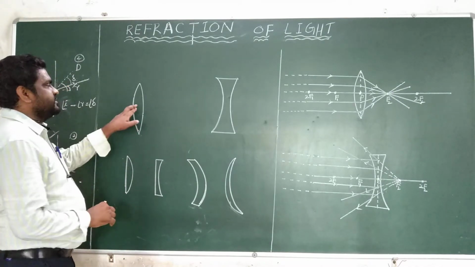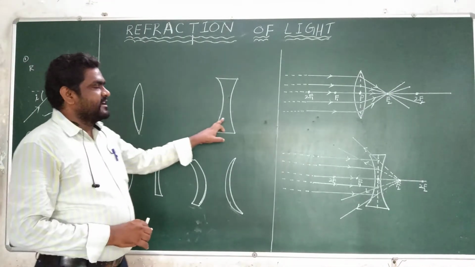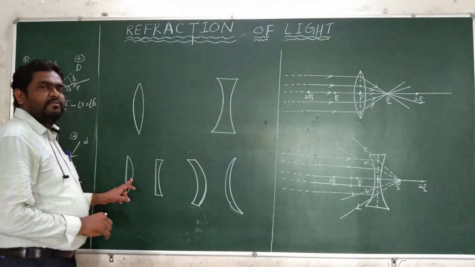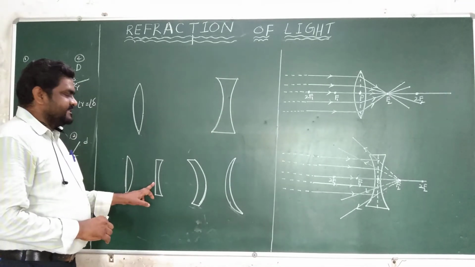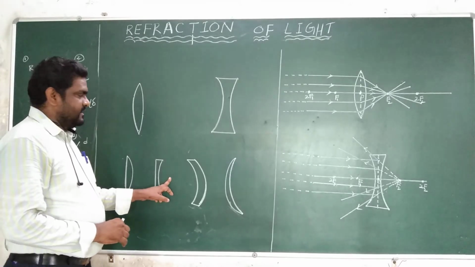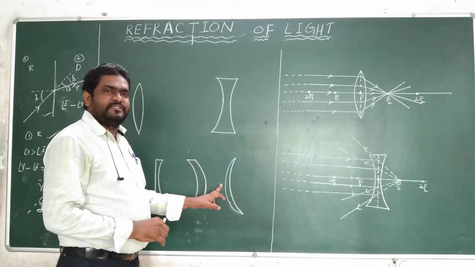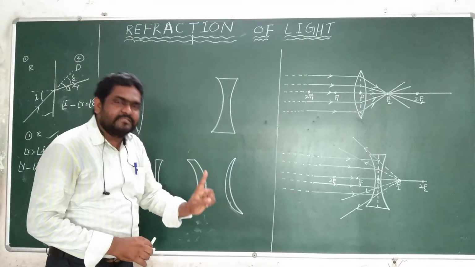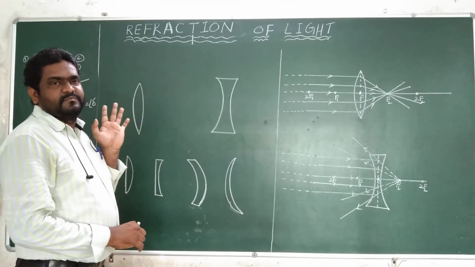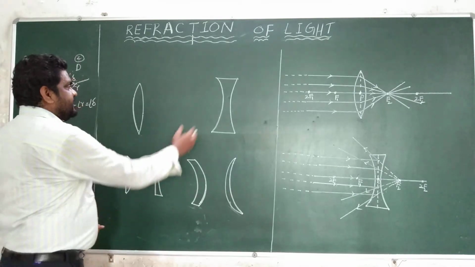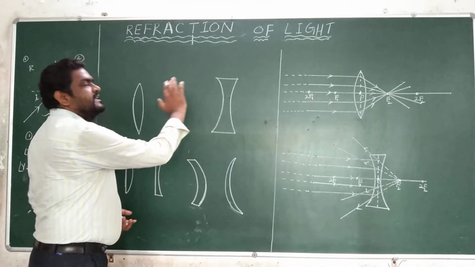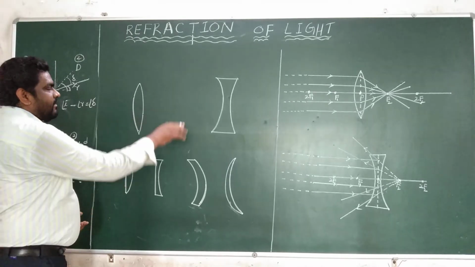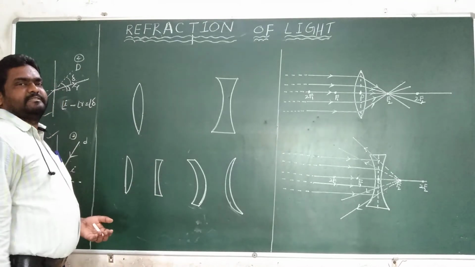See here, two surfaces are spherical. Here two surfaces are spherical. Here one surface is spherical, one is plane. Another one, one is plane, one is spherical. These two are spherical surfaces. At least one surface is a spherical surface. So that's why all of these we call lenses. But these are not all the same lenses.